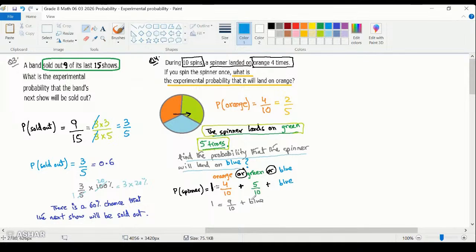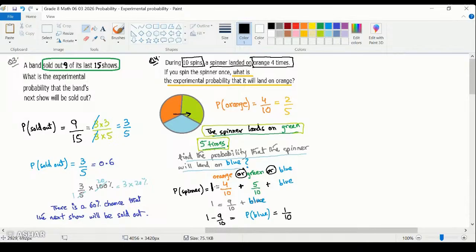Okay. And in order to find the probability of blue, can we say 1 minus 9 upon 10? That would be the probability of blue comes out to be 1 upon 10. That means blue has a single chance. That means if we spin the spinner, it will land on orange 4 times. It will land on green 5 times. And there is a 1 chance out of 10 that it would land on blue color.